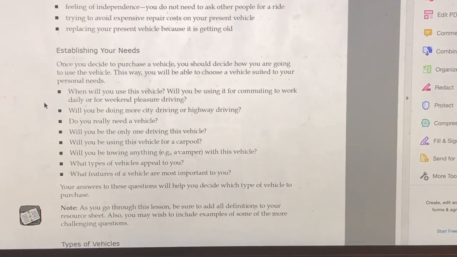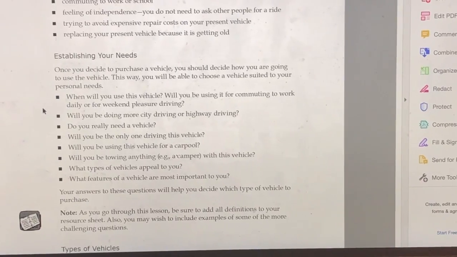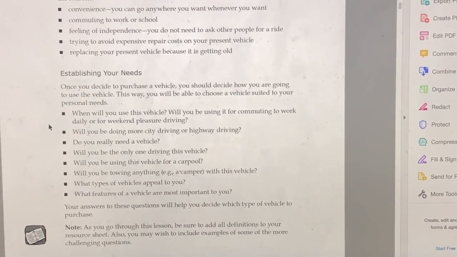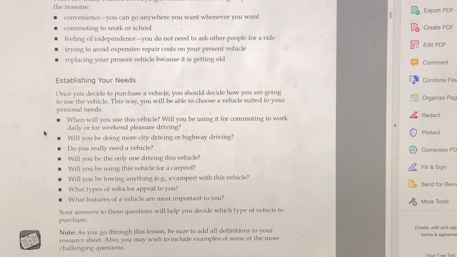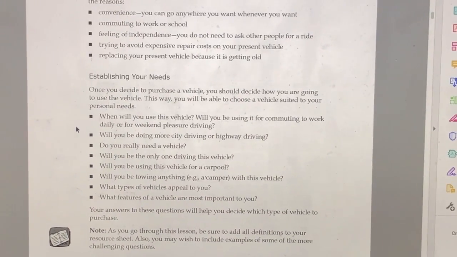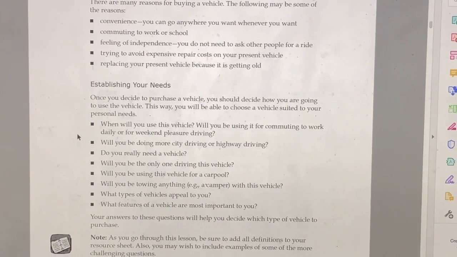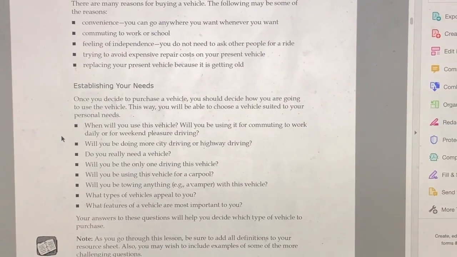Whatever it may be. For example, do you really need the vehicle? Is your work about 2 minutes away, where you'd be using the vehicle just to commute to work? That might be the only time you commute. You probably don't need a vehicle. Will you be the only one driving the vehicle? Something you have to think about.